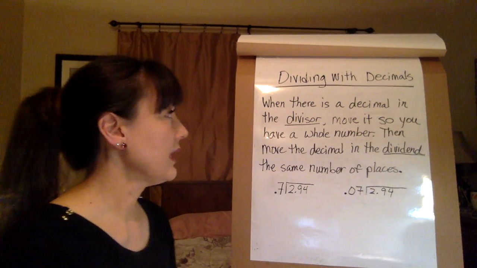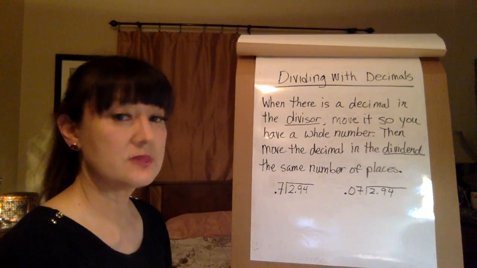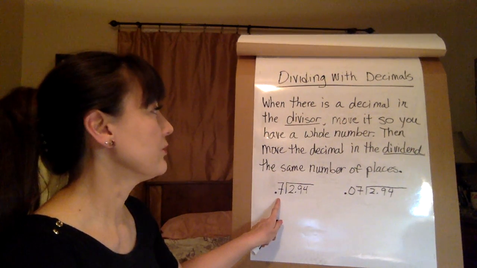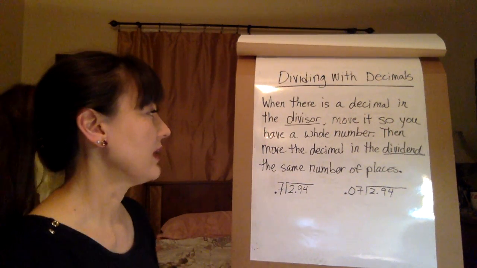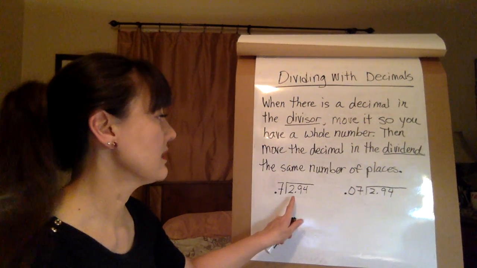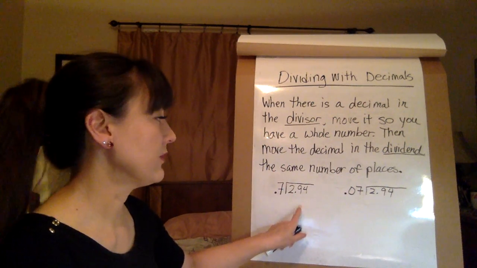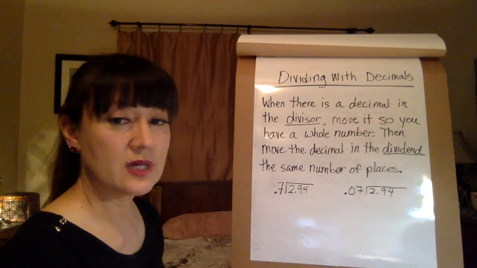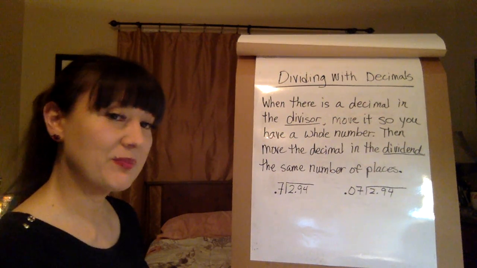All right, so the last rule when dividing with decimals, when there is a decimal in the divisor, you move it so you have a whole number. Then you move the decimal in the dividend the same number of places. So we'll go ahead and follow that rule, but first we do need to solve our problems, and then we can scooch those decimals over. So let's go ahead and solve the problems.